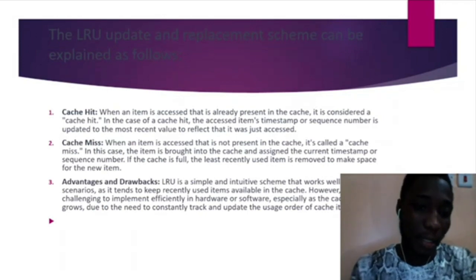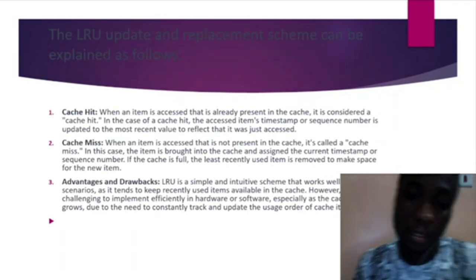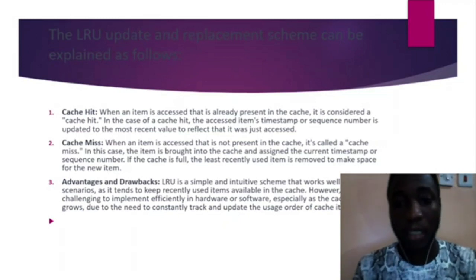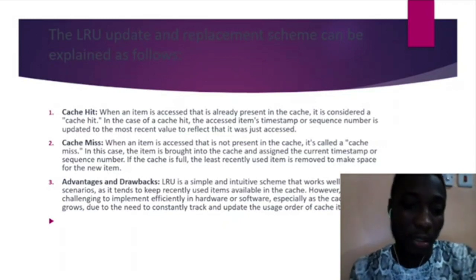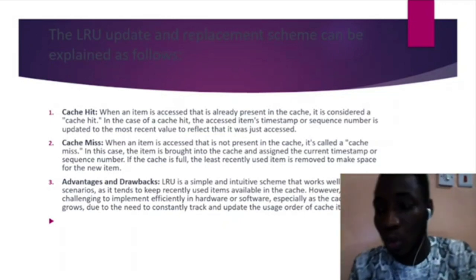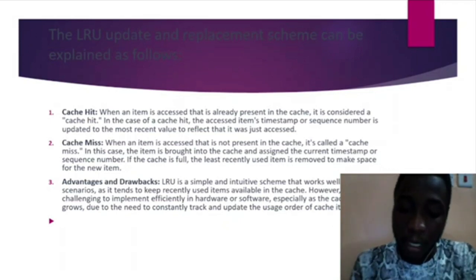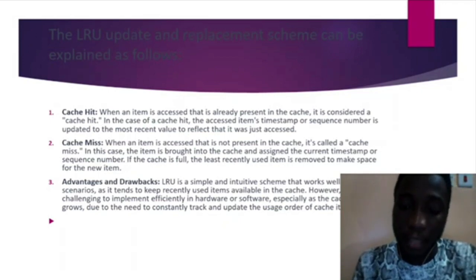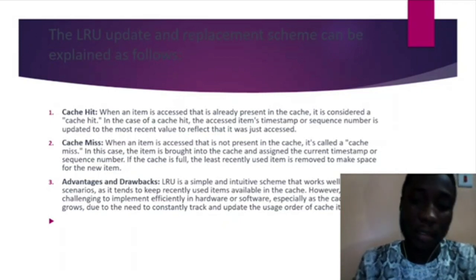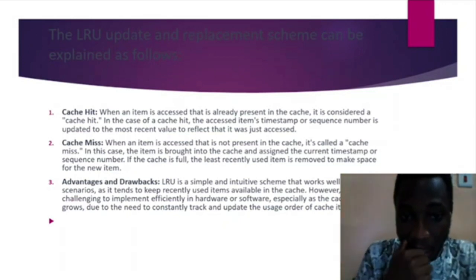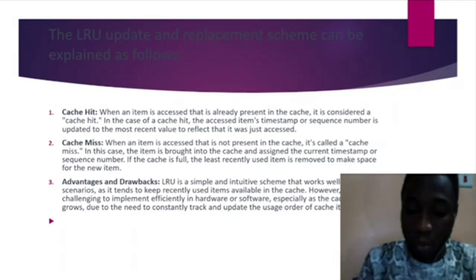So cache hit. When an item is accessed that is already present in the cache, it is considered a cache hit. In the case of cache hits, the accessed item's timestamp or sequence number is updated to the most recent value to reflect that it was just accessed. So let's say the item you selected first is given a number. The item you selected last is also given a number. So when it is replaced, a new number is given to it, and so on and so forth.